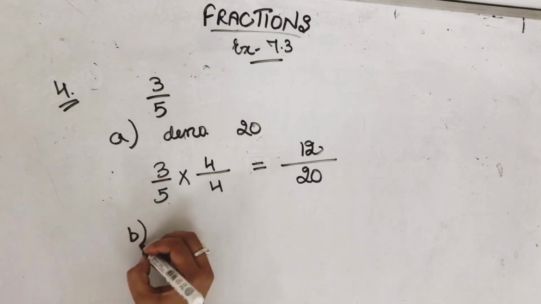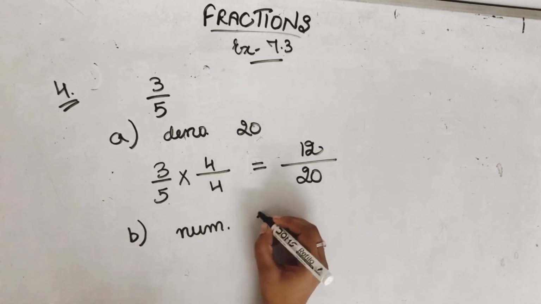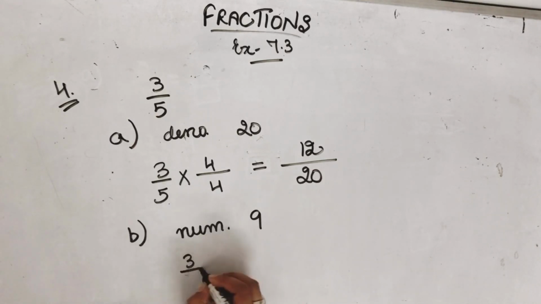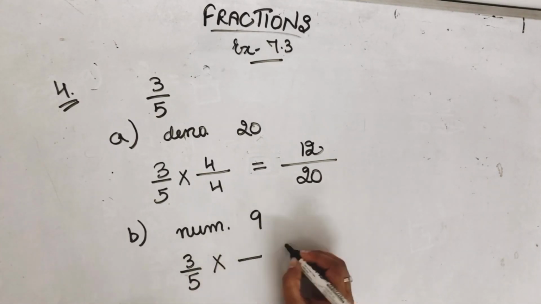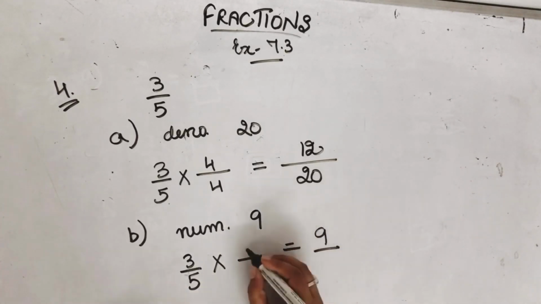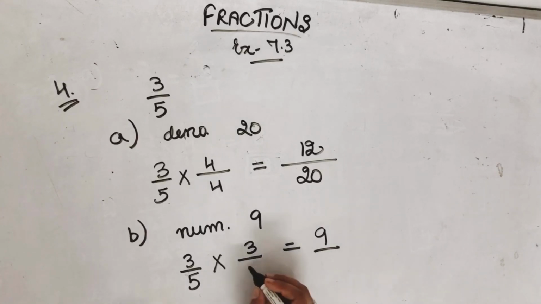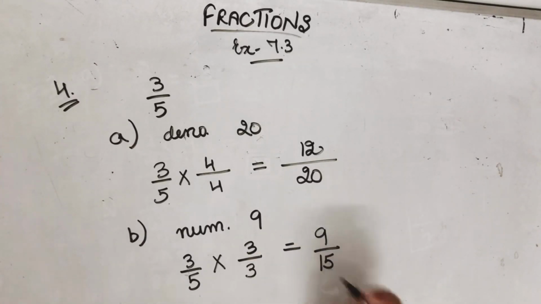Now B part, numerator 9. Numerator should be 9. So 3 by 5 into, by which number do I have to multiply 3 to get 9? 3. So if I multiply numerator by 3, I have to multiply denominator also. So 5 into 3 will be 15.